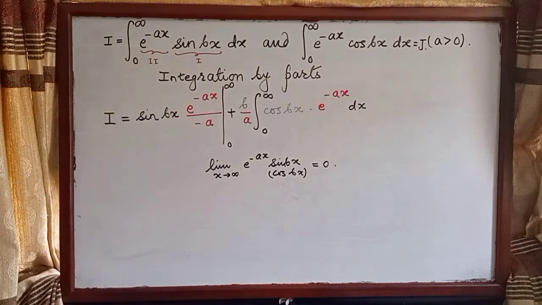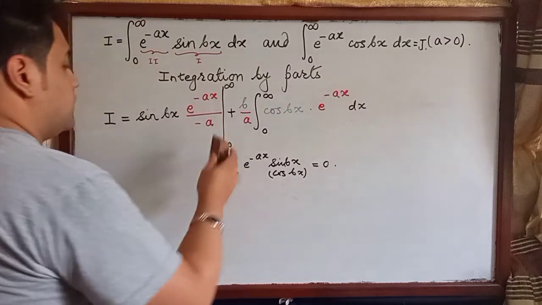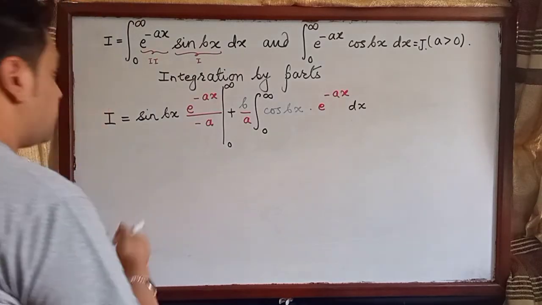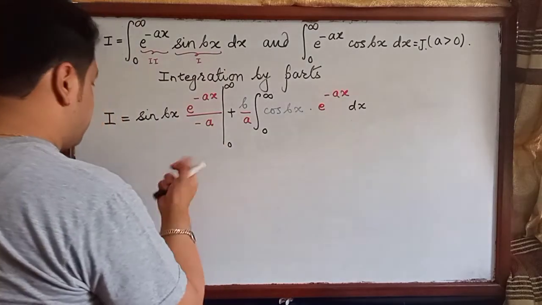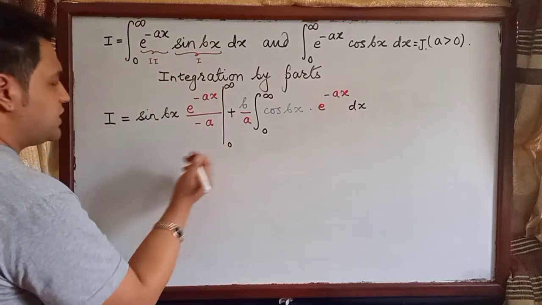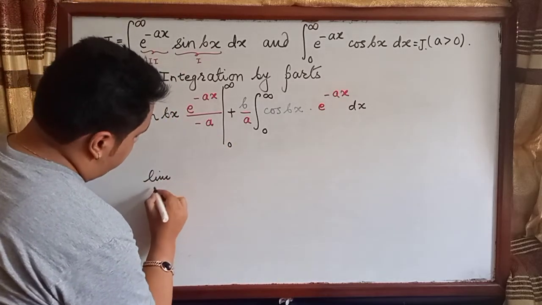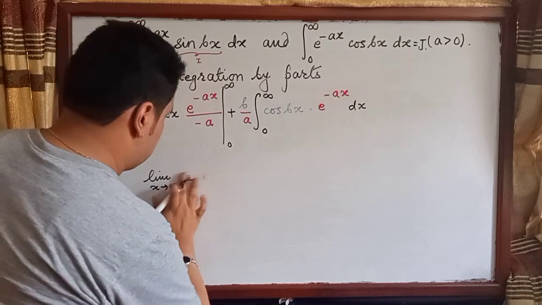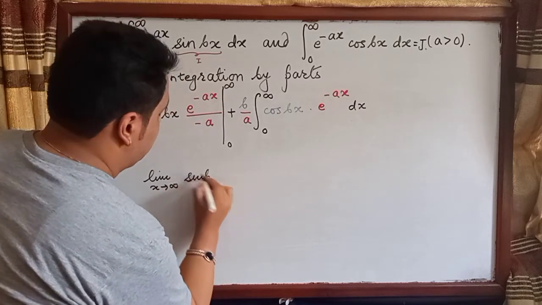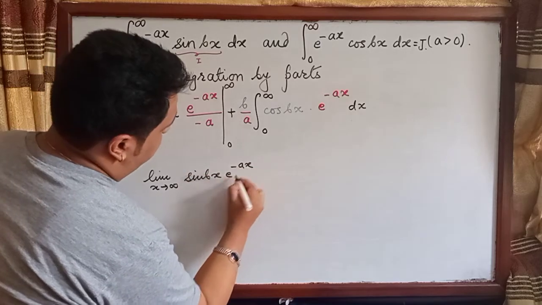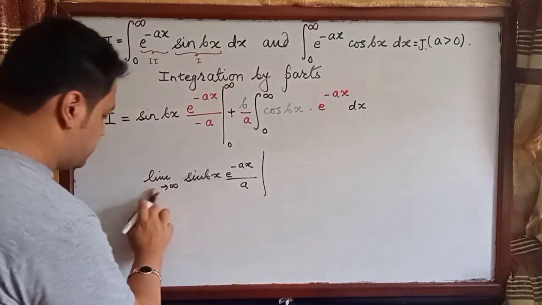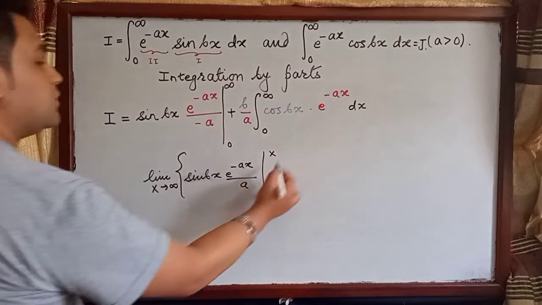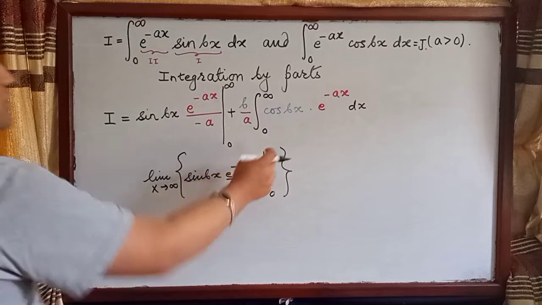So when we take x tends to infinity, the first part is like this: limit x tends to infinity of sine bx, exponential of ax over a. Let's use capital X, X to 0. We evaluate this part and take x tends to infinity.